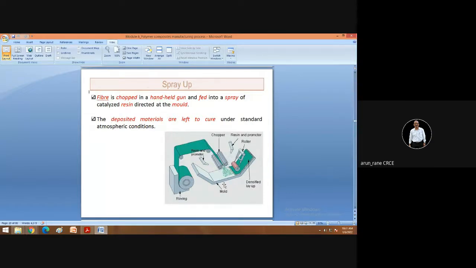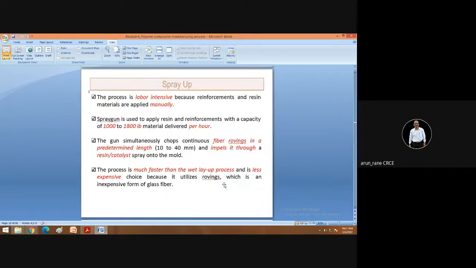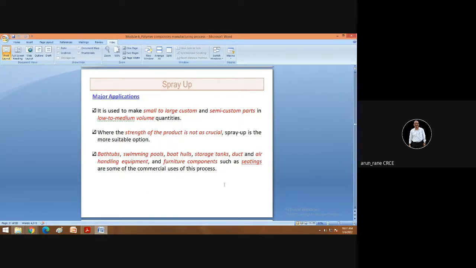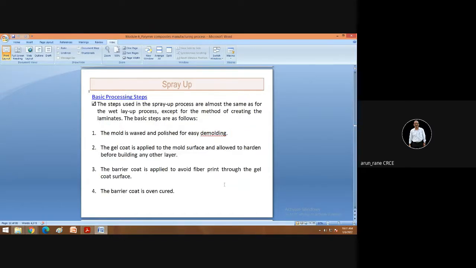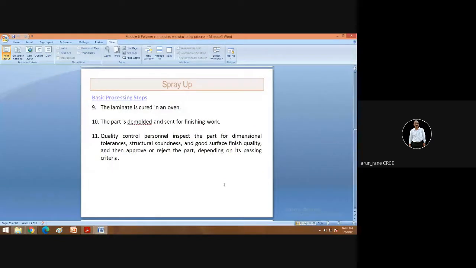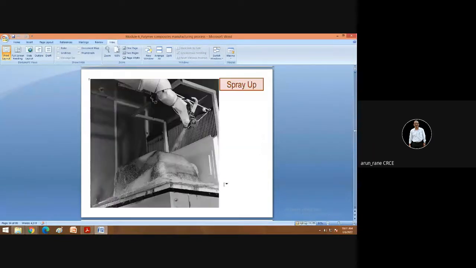Then spray up process. So what we are discussing is how to manufacture the composites, composite manufacturing process. So spray up is again labor intensive, manually you have to do. Again, some processing steps are mentioned here. So it's like using a spray gun.